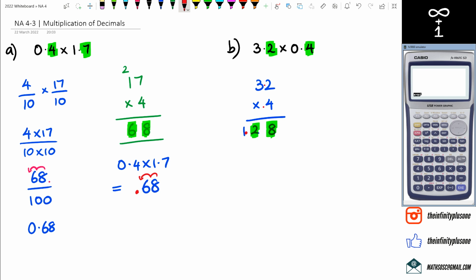Let's check that out in the calculator to see if we are on the right track. So 3.2 multiplied by 0.4 is equal to 1.28. And that's fine. You're more than okay to do that. And that's not a problem at all.